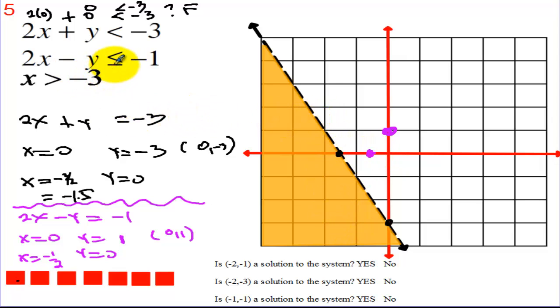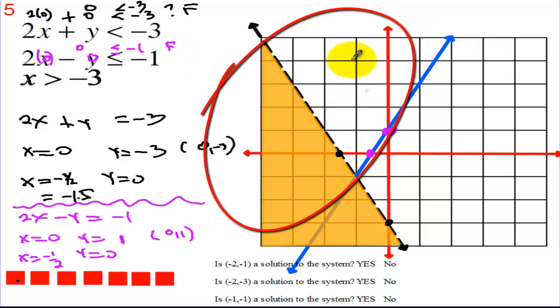Next, since we have a line under, I'm going to use a solid line to connect these 2 points. Now, to decide if we are going to shade above or below the blue line, we are going to use a test point again. So let's use (0, 0). So 2 times 0 minus 0 is equal to 0, less than or equal to negative 1. But this is a false statement, so we have to shade the other area. So I'm going to shade here.